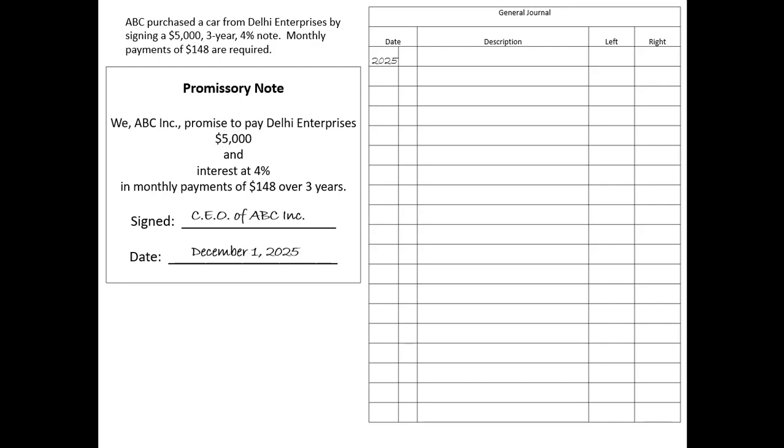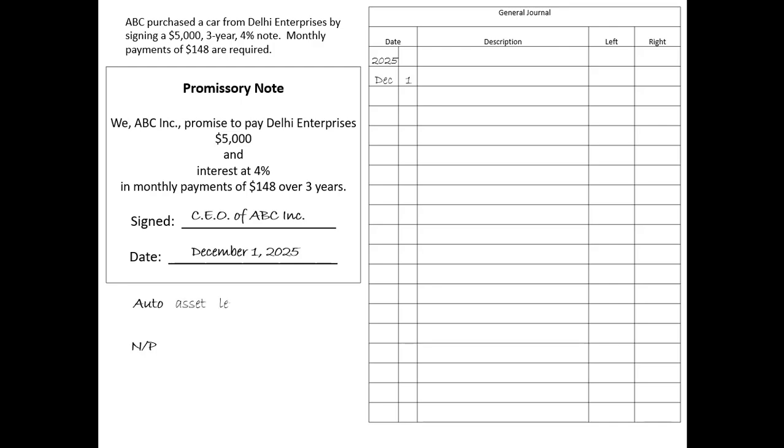Let's get started on the journal entry to record ABC's buying a car by signing a promissory note on December 1st. What accounts are affected? Automobile and note payable because we, ABC, owe Deli Inc. as we drive the car off the lot.